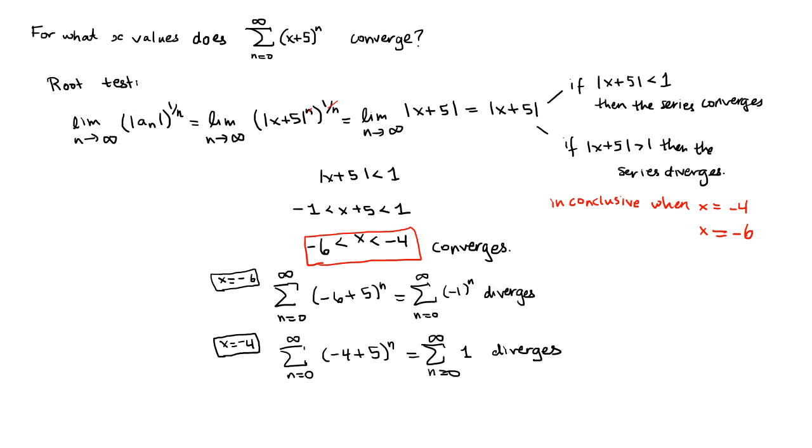Okay, so which x values do we have this series converging for? Well, if our values are between -6 and -4, then this series converges.